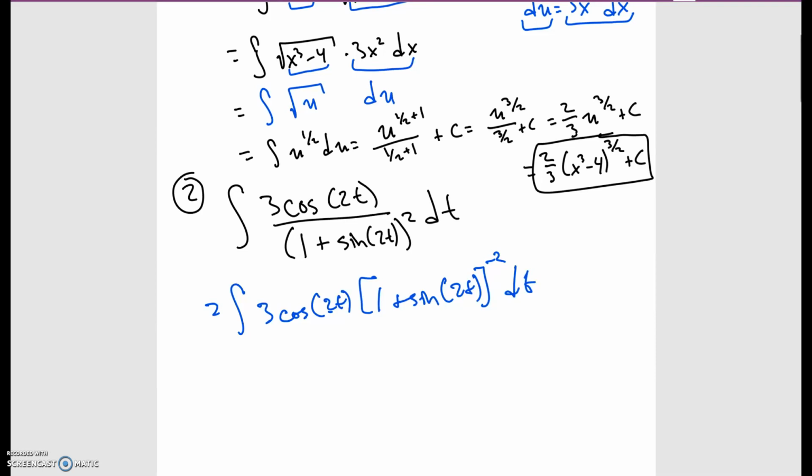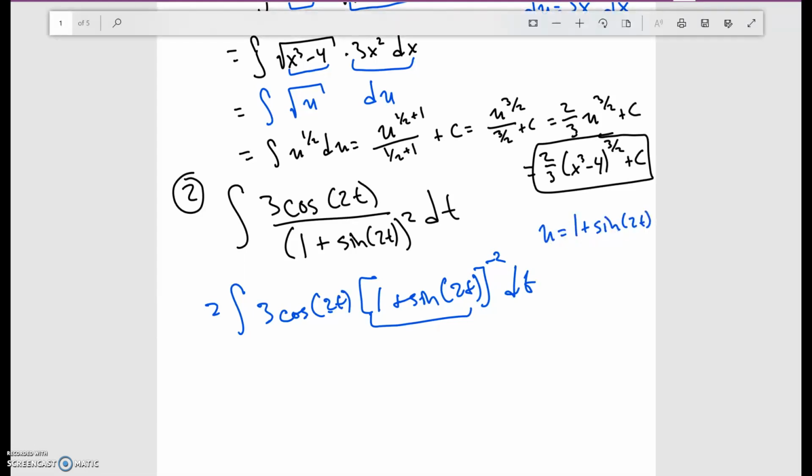All right, and now usually anything that is within parentheses raised to some power, or under the square root, is a thing that you want to make your u. So I'm going to let my u be this thing. So u is going to be equal to 1 plus sine 2t. Sorry, I had to pause the video, but I think it can write better now. So u equals 1 plus sine 2t, so that's what I let u equal.